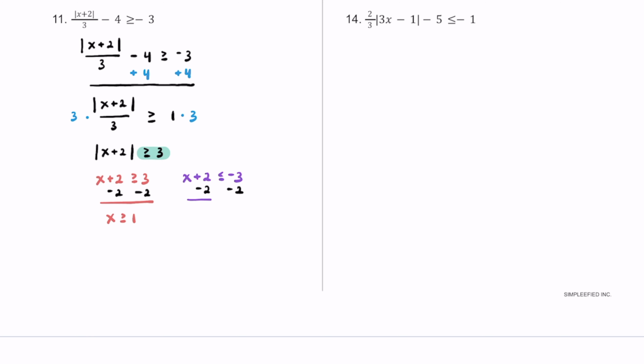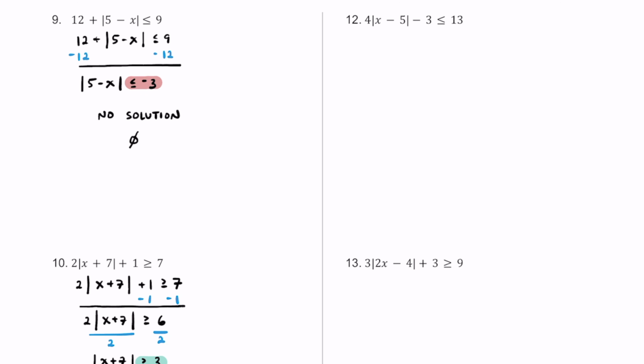If we do that, 2 minus 2 is 0 again, so we have x is less than or equal to, and then this -3 minus 2 is going to be -5. Putting together these two parts, we can say x would be less than or equal to -5, or we can say that x would be greater than or equal to +1. This would be our solution. Here's number 12.